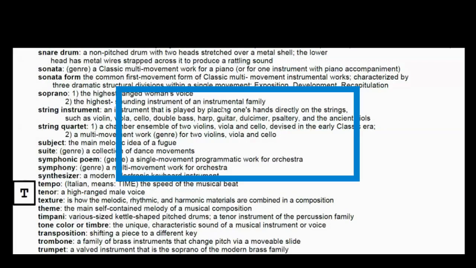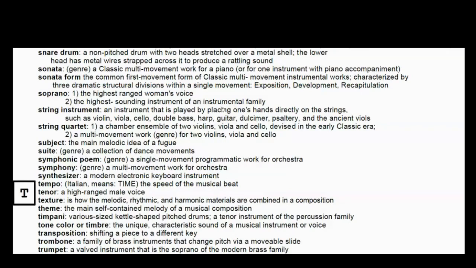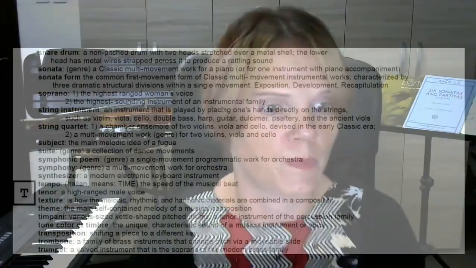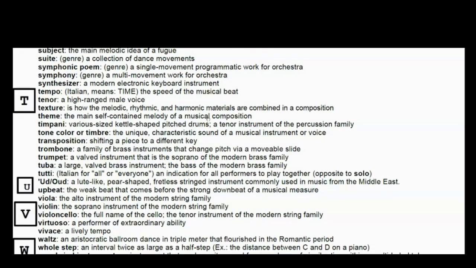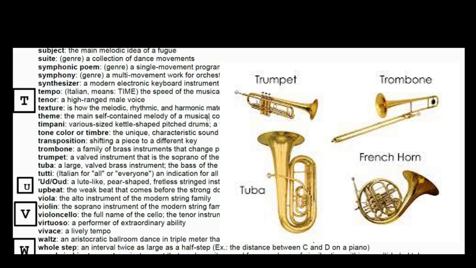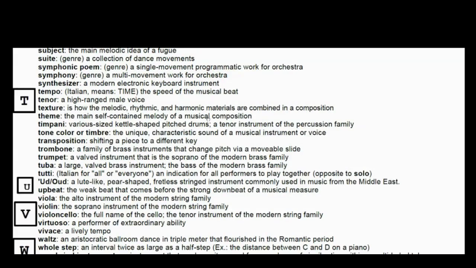So let's say originally Mozart Sonata number 15 is written in Do major, or C major. I can transpose it to another key, let's say to Re major or Mi major, so D major or E major. I can transpose it in order to play it on another instrument and play a transposition. Trombone, a family of brass instruments that change pitch via a movable slide. Trumpet, a valved instrument that is the soprano of the modern brass family. The tuba, a large valved brass instrument, the bass of the modern brass family.